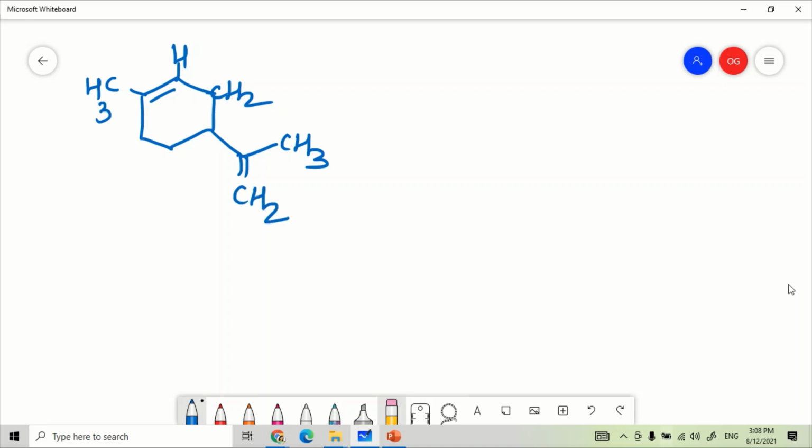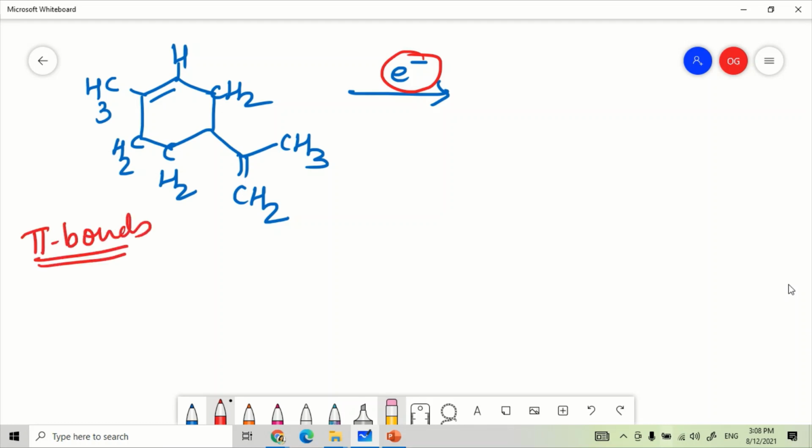That highly energetic electron beam collides onto this sample molecule and it removes the loosely bound electron from the molecule. So this electron which I have shown here represents the highly energetic electron beam of the instrument, and it is removing any one of the loosely bound electrons. Here I can see pi bonds in the structure, and from these pi bonds the electrons can be removed easily. So it may happen that one of the electrons is removed from this pi bond.